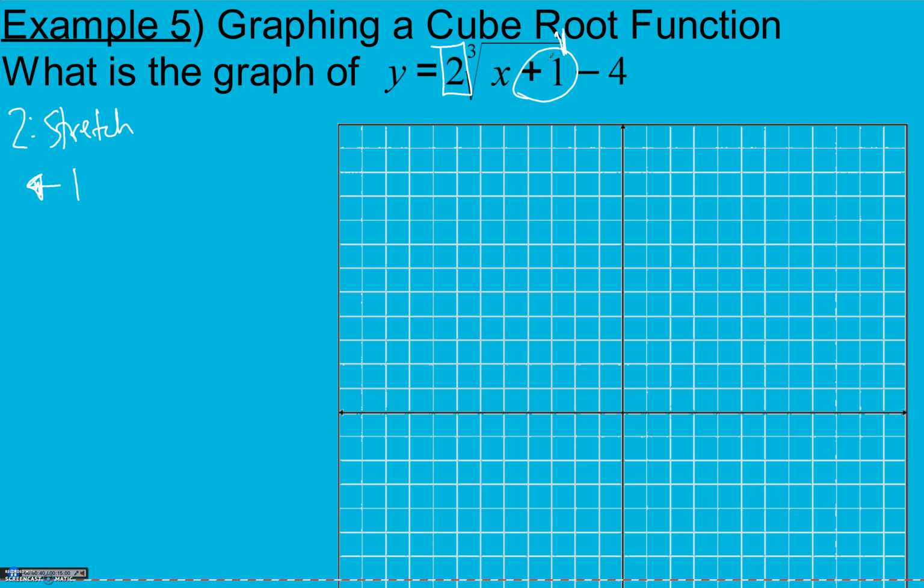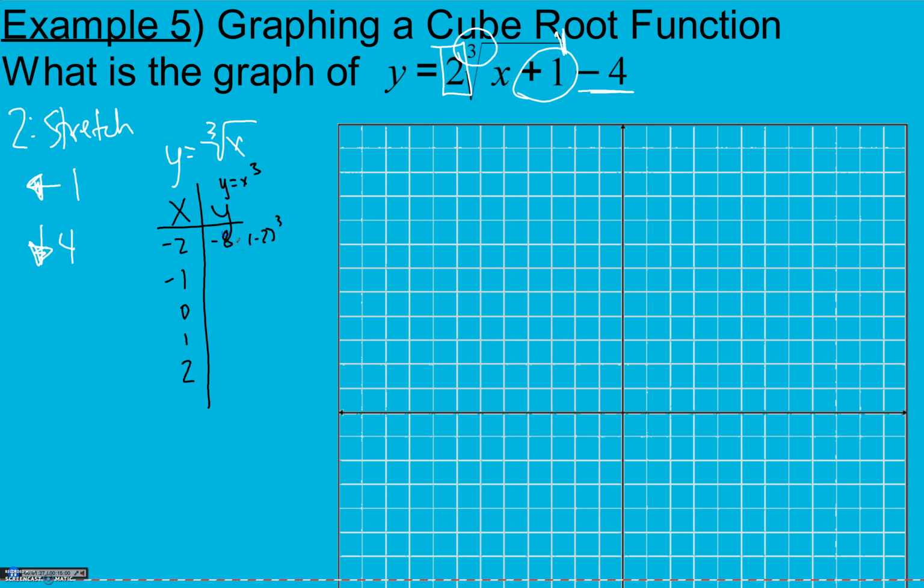So to find my cube root parent function, I'm going to go from my table of values for my cubic function. When we did a cubic function, we can plug in any x values that we want, and again, this is y equals x cubed. Negative 2, negative 1, 0, 1, and 2. Our domain on a cubic function is all real numbers. Here, I take negative 2 cubed, negative 8. Negative 1 cubed, negative 1. 0 cubed is 0. 1 cubed, 1, and 2 cubed, 8.